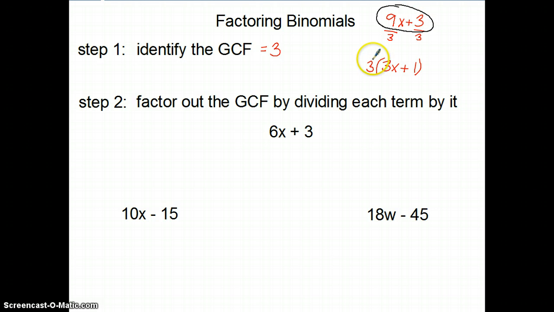Let's go ahead and try it out. 3 times 3x is 9x. 3 times positive 1 is a positive 3. So all we did is we undid our distribution by taking out the 3. When you put the 3 back in, you will obtain what you had in the beginning.